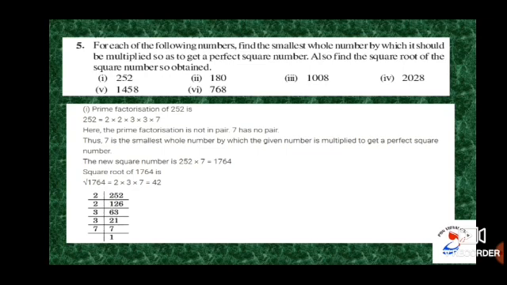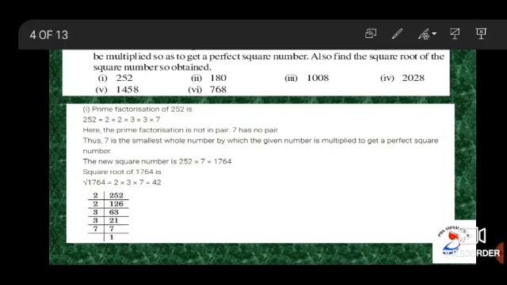So, what is the meaning of the problem? You have to find the prime factors of the given number. Out of the prime factors, some numbers will not be in pairs. Find which numbers are not in pairs, take that number, and multiply it with the given number. The resulting number will be a perfect square. You also have to find the square root of the new number formed. Let us discuss the solution.